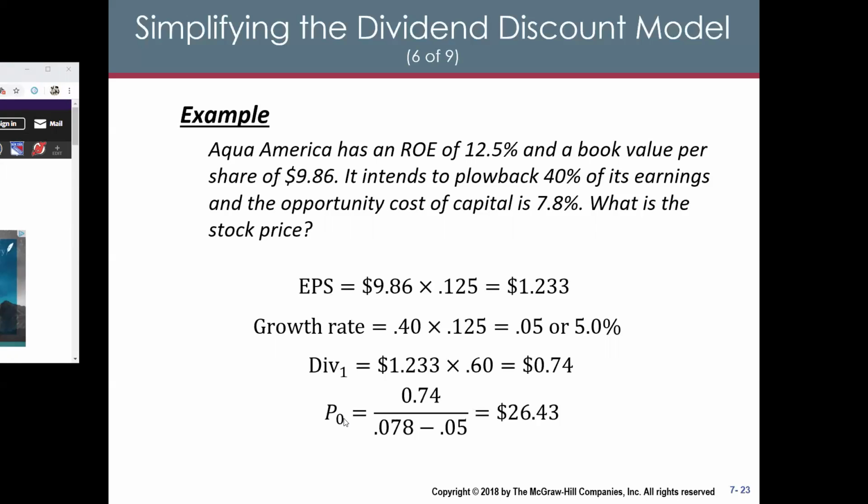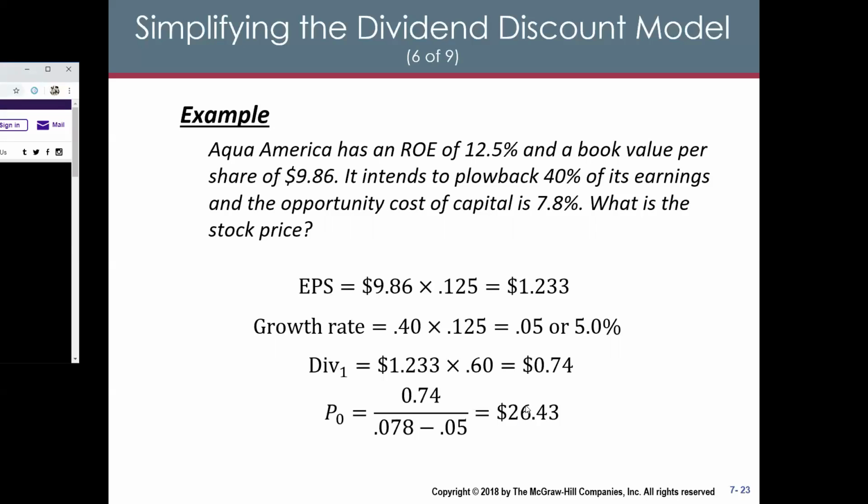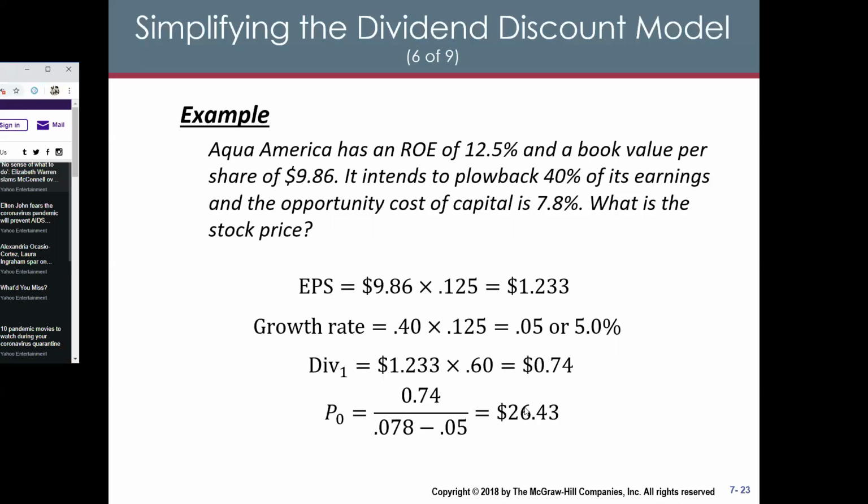So to calculate the present value, it's going to be P0 equals dividend in year 1, 0.74, divided by the opportunity cost of capital, or discount rate, interest rate here, the 7.8% minus the 5%. So this is the formula we saw earlier to calculate the present value in this dividend discount model. And that gives the present value is 26.43. So this is the value if the company invests in this project. This is what the present value is going to be.